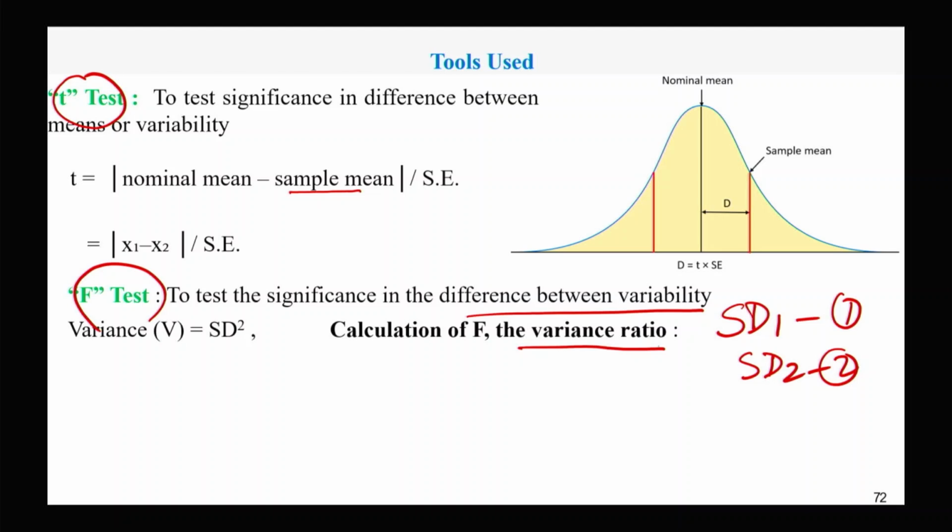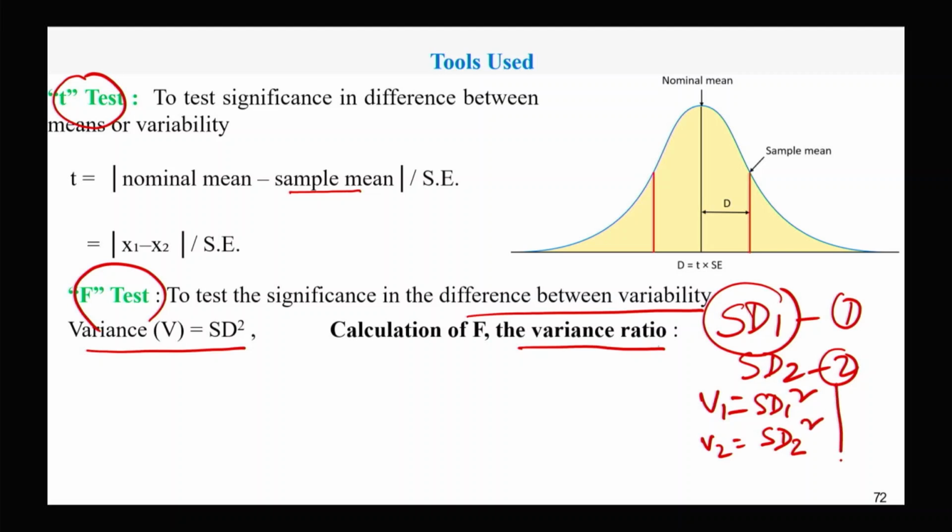Now first we have to convert this standard deviation to variance. Variance is, as we have discussed, square of standard deviation, and F is calculated as a ratio of variance. So here the variance V1 will be standard deviation 1 square, V2 will be standard deviation 2 square. Now the F value can be V1 by V2 or V2 by V1.